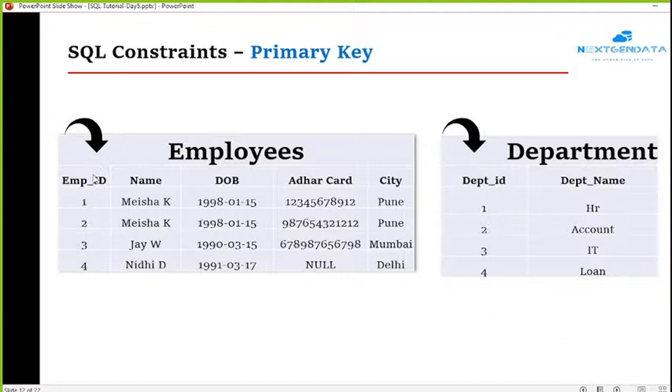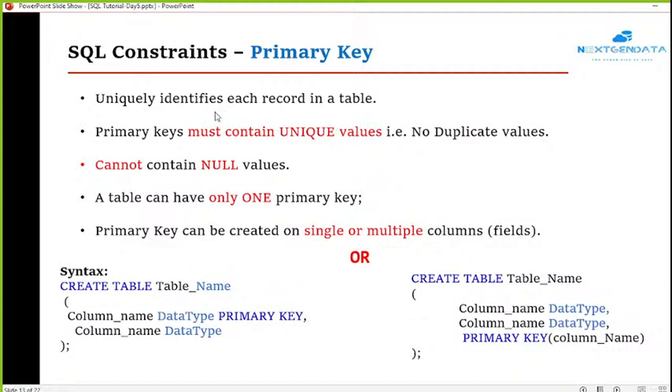So see, I have marked these two as a primary key. So what is a primary key? A primary key can uniquely identify each record in the table. It should identify each record in the table uniquely, meaning that it should not contain duplicate records. A primary key must contain unique values, that is, no duplicate values. Then it should not contain null values.